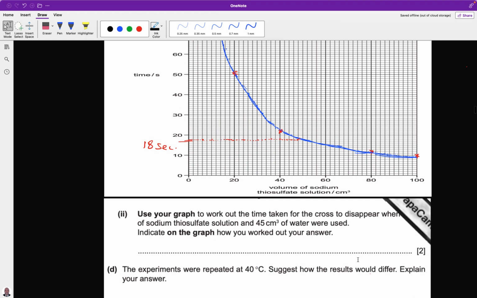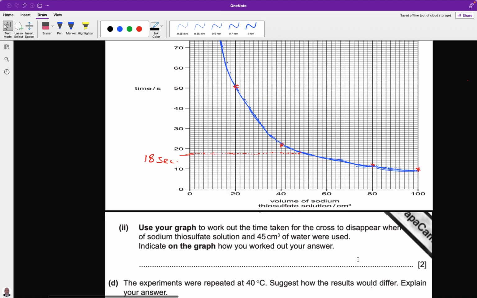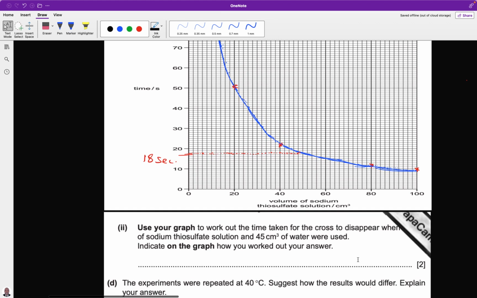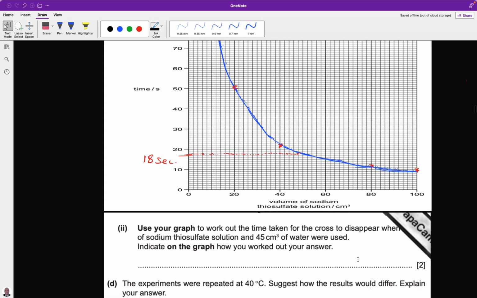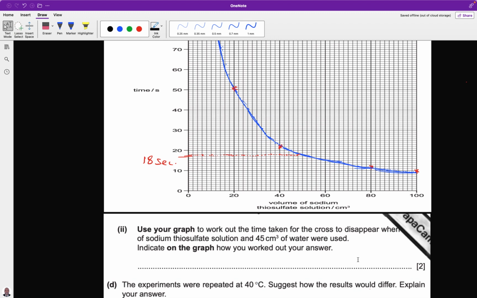Then two, use your graph to work out the time taken for the cross to disappear when 48 cm cube of sodium thiosulfate solution and 45 cm cube of water were used. The volume of sodium thiosulfate was 48 cm cube, and 45 cm cube of water was used. Indicate on the graph how you worked out the answer.